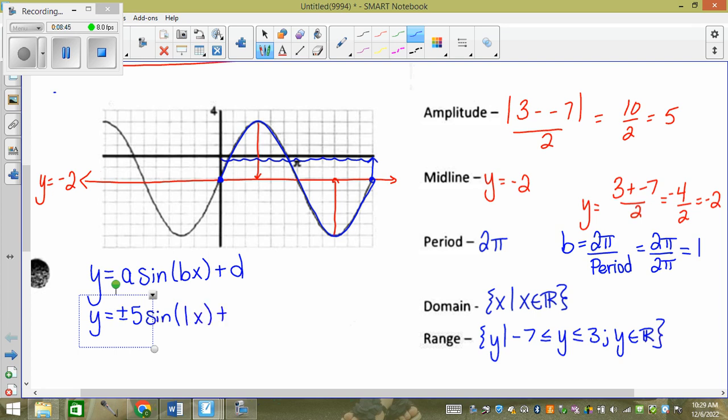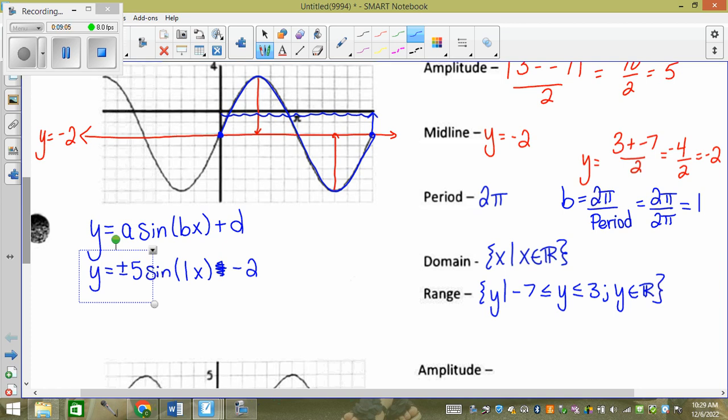And then what's my d? -2. Do I have to go like this weird plus minus 2 thing? When you have a plus and a minus sitting side by side, what do you just have? Just the minus. Because the plus and minus are multiplied technically. So you don't actually need this sign. It'll always be what your midline is.